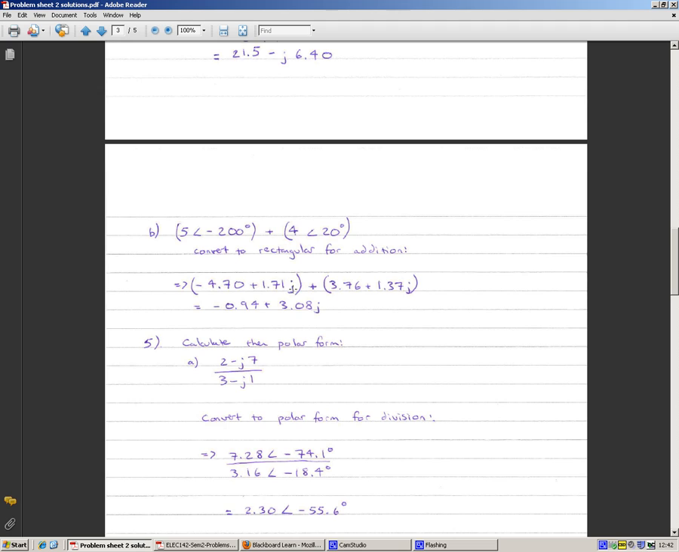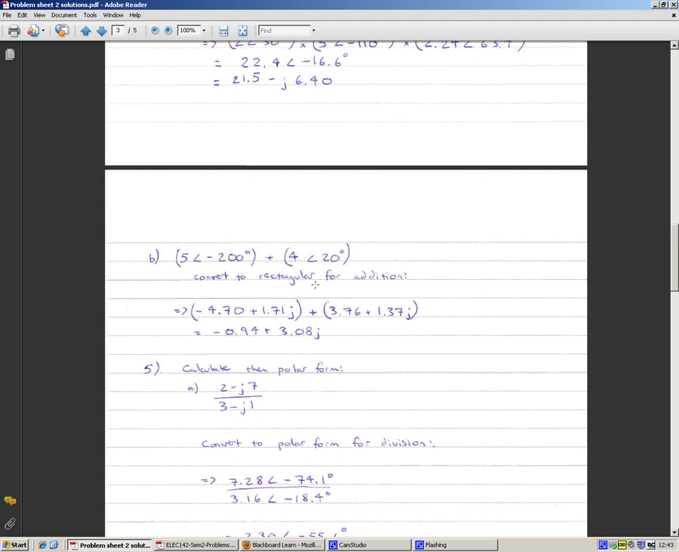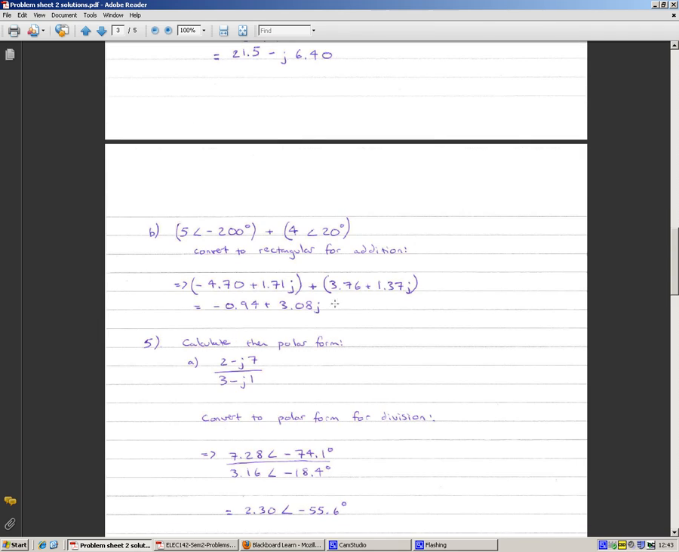You'll notice sometimes I switch between putting the j at the front and the j at the end. It doesn't make a difference, it's the same thing. It's still an imaginary unit. Different textbooks will have different ways of reporting it, so don't worry about that, it doesn't matter. It's probably better if you can choose one and try and be consistent, unlike me.